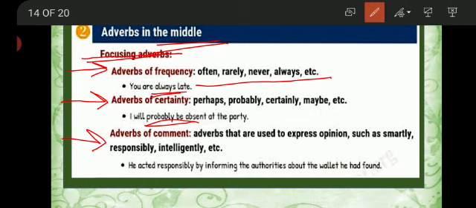Adverbs of comment. Adverbs that are used to express opinion, responsibility, or any intelligence are adverbs of comment, as they are complementary adverbs. He acted responsibly by informing the authorities. So here responsibly is showing how he acted. So it is an adverb, and as it is placed in the middle of the sentence, you may say that it is an adverb of comment.